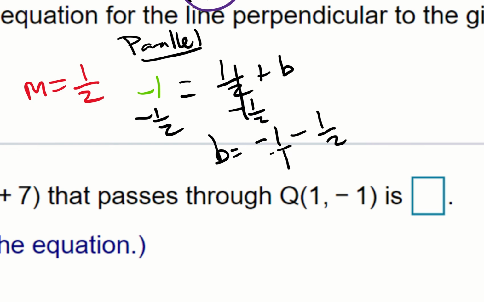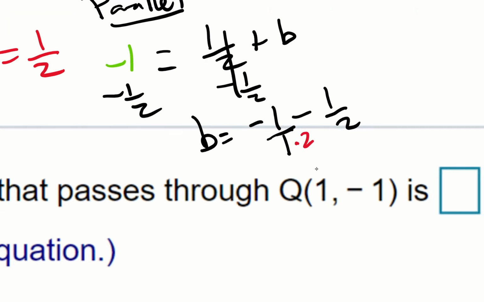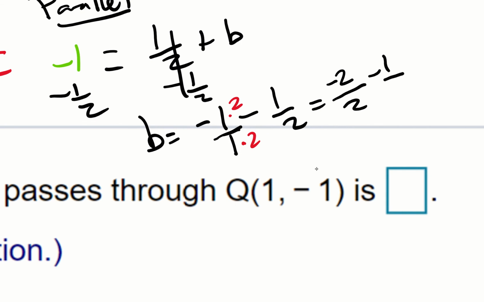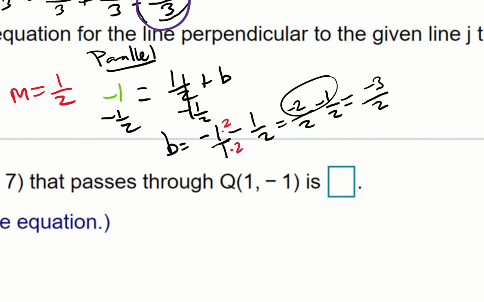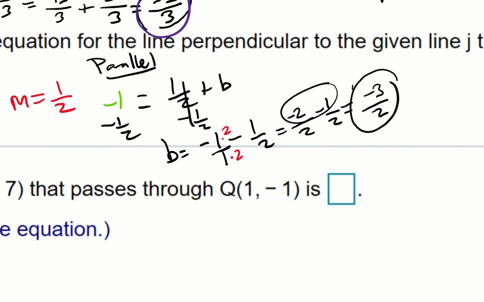So put this over 1. Need a common denominator, so I need to multiply this by 2 to make it a common denominator. -1 times 2 is -2. 1 times 2 is 2. So -2 over 2 minus 1 over 2. Remember, do not subtract denominators. Keep it as 2. -2 minus 1 is -3. And that is my b.